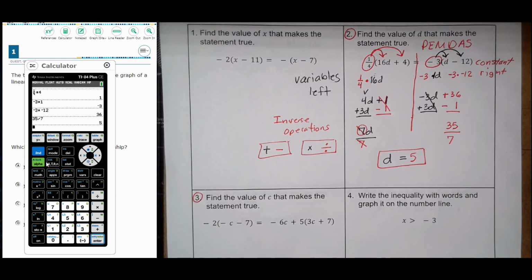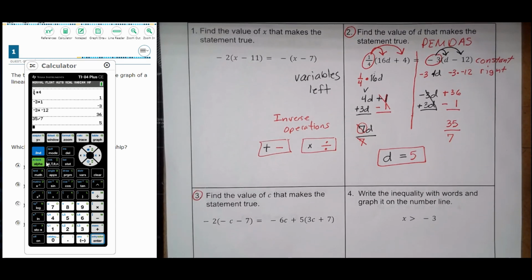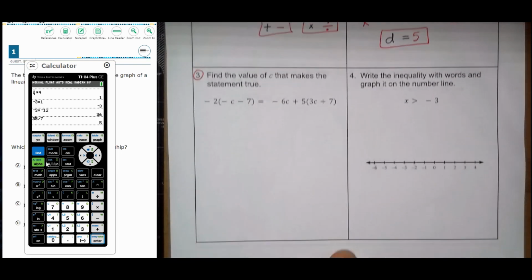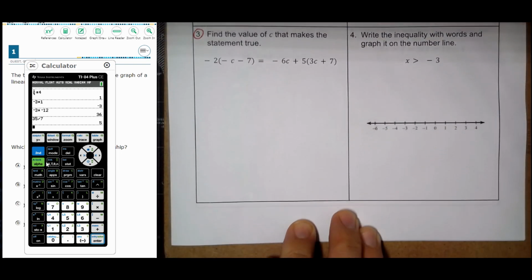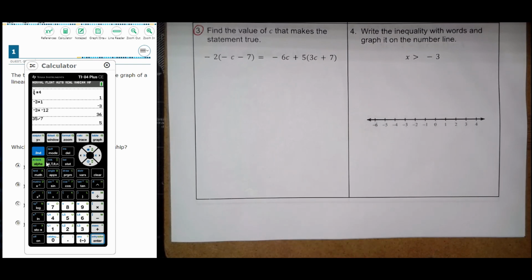Now, let's go ahead and go to our next problem. And so you can see another example. I'm going to move this up, but I'm going to follow the same process. Variables on the left, constant values on the right. And let's try this next one.